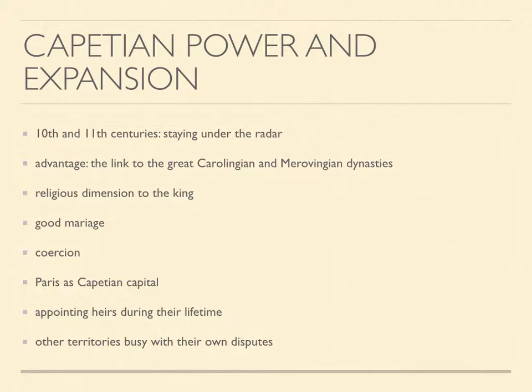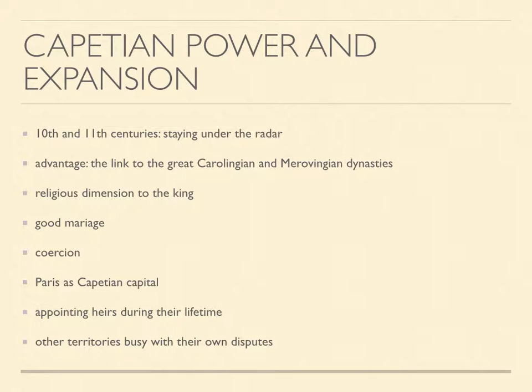So as I said, the Capetians were able to kind of fly under the radar, and that is mainly because other territories were busy with their own disputes, so they didn't really pay attention to the Capetians as much as maybe they should have. So, for example, the British were busy with the Vikings, the Normans, and the Germans were in somewhat of a war with the Holy Roman Empire over power of the church versus power of the state. So in the meantime, they were not really busy thinking about the Capetian dynasty and what was happening in that area. They had their own problems to deal with.